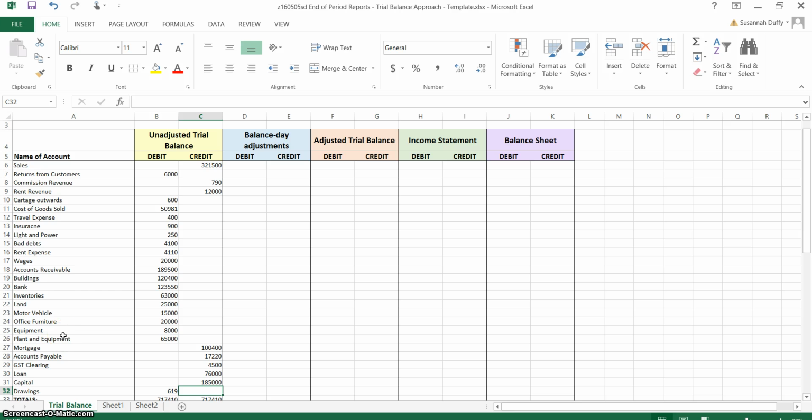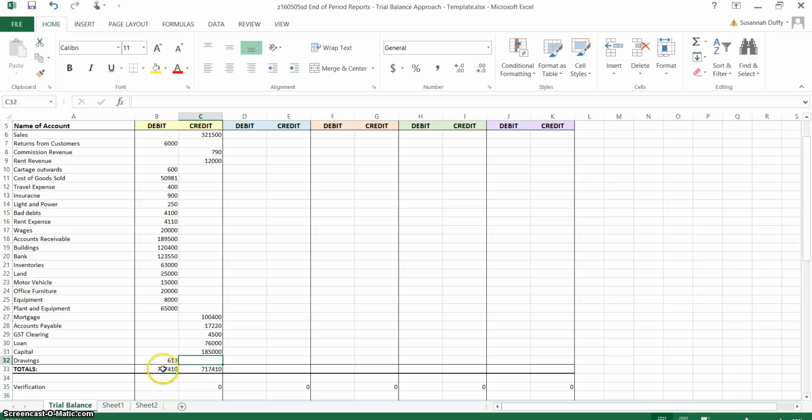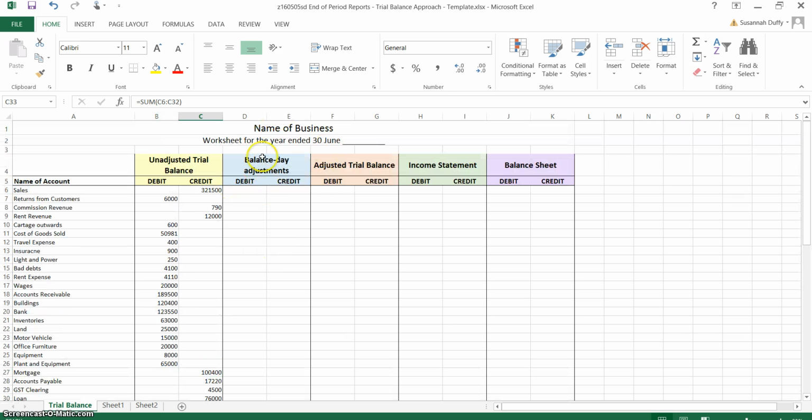As you can see, I've recorded all of my accounts in order. So we've got revenues, and then our expenses start about here. Then we've got assets, to liabilities, and then finally capital and drawings at the end. As you can see, my totals are both equal and they match what was in the question. So far so good. Your next step is to do your balance day adjustments.